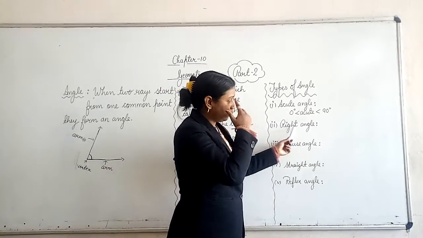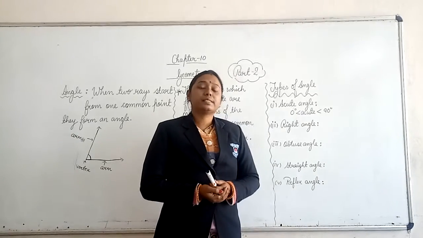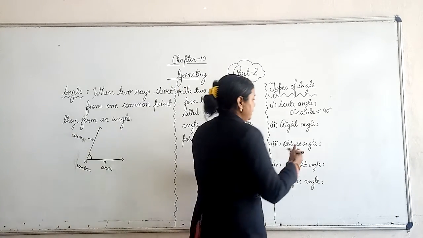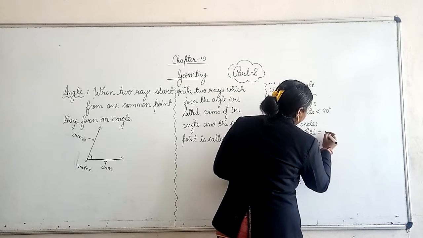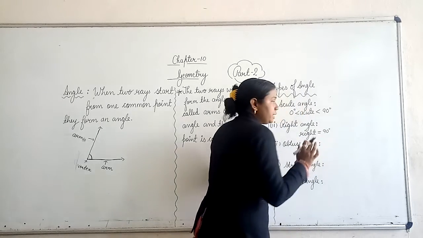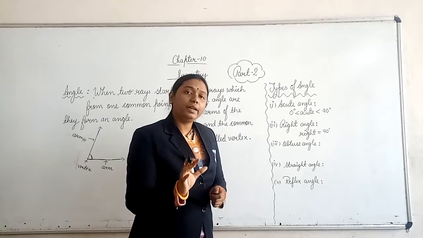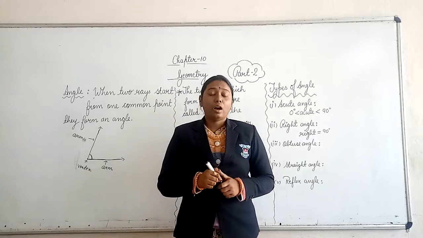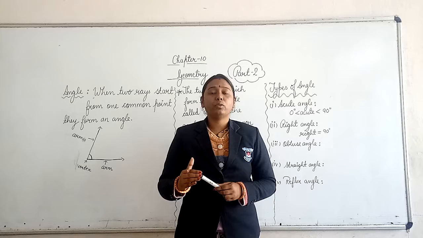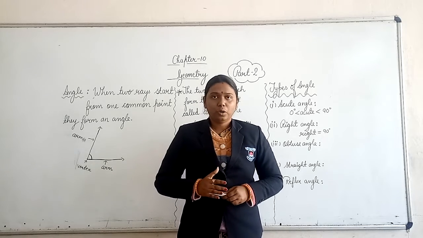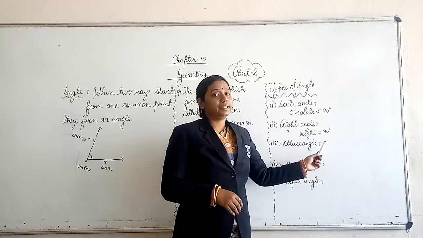Now let us talk about the right angle. What is a right angle? A right angle measures exactly 90 degree. Whenever you measure an angle which is equal to 90 degree, it is called a right angle. And what instrument we use to measure an angle, we will discuss in our next video.